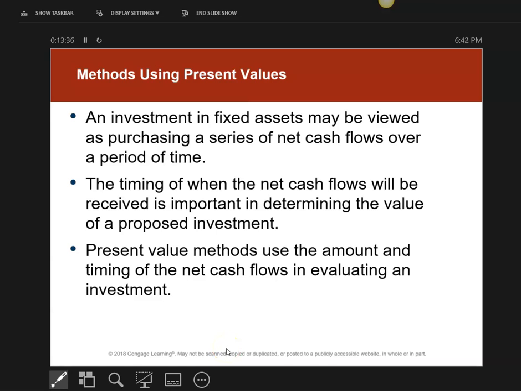We're now continuing Chapter 5, Capital Investment Analysis, and we're going to look at the two different methods that use what we call the present value. So before we start with our methods, we're going to be looking at the timing of the net cash flow.